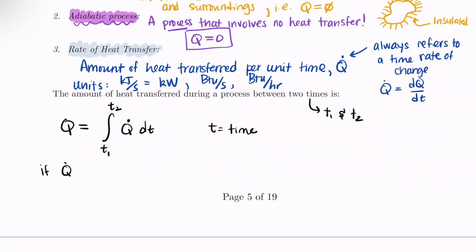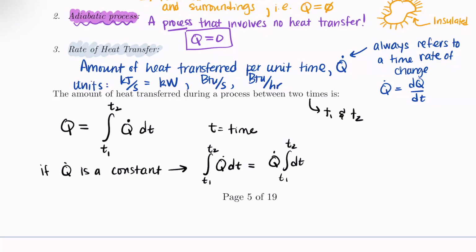If Q dot is a constant, what does this integral turn into? We can pull it out of the integral, right? Any constant can come right out of the integral. So we have Q dot times the integral of dt from T1 to T2. What does this integral look like? Yeah, just T2 minus T1.